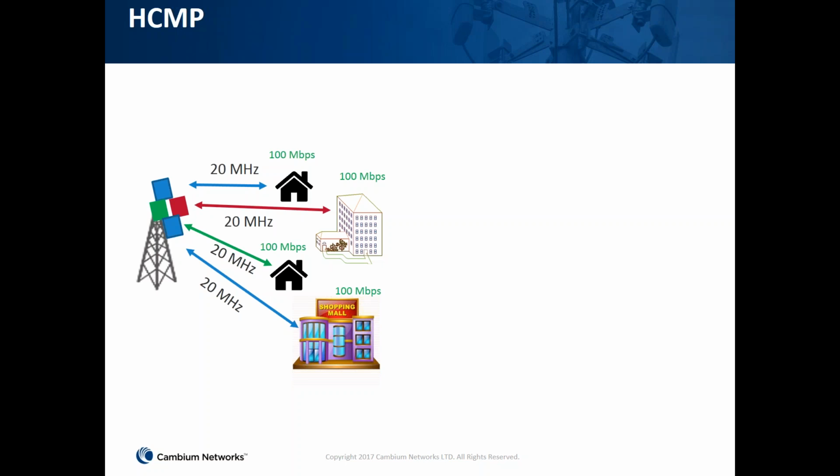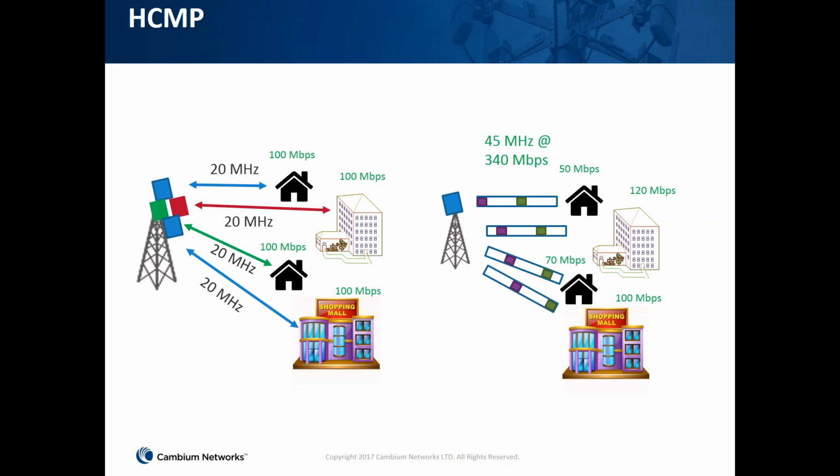So what if there is a solution with the HCMP where you can have one radio, one antenna, and talk to 4 or 5, up to actually 8 nodes? In this case I've just shown 4, and you can provide a dedicated throughput line for each of those endpoints.